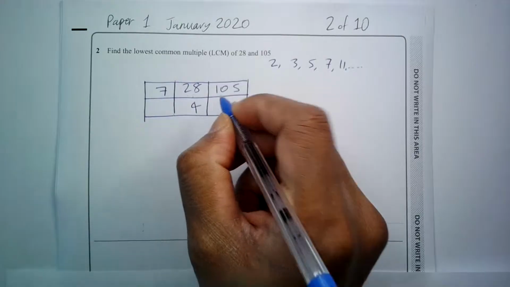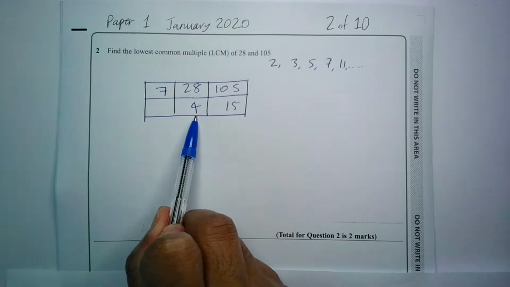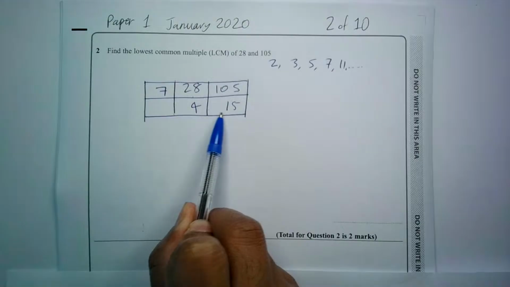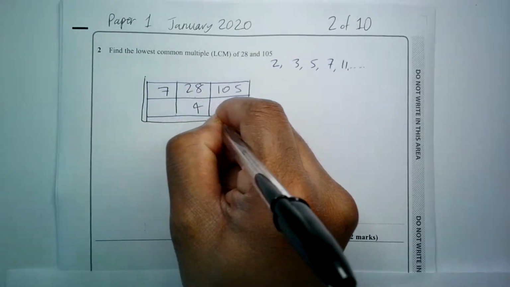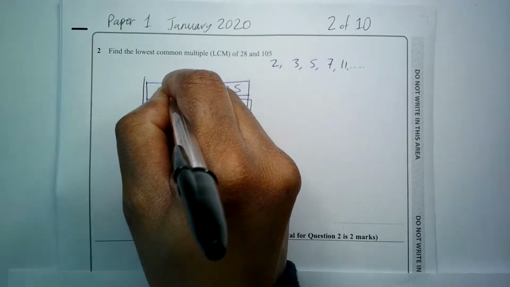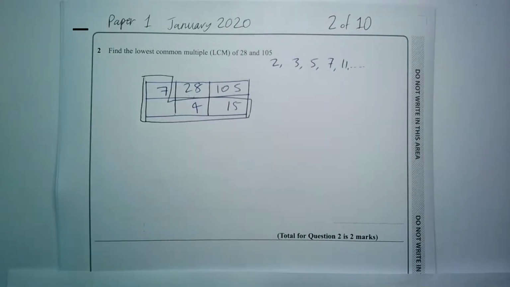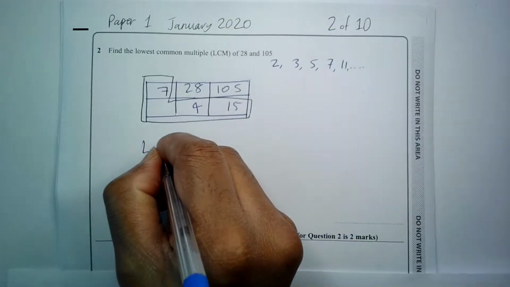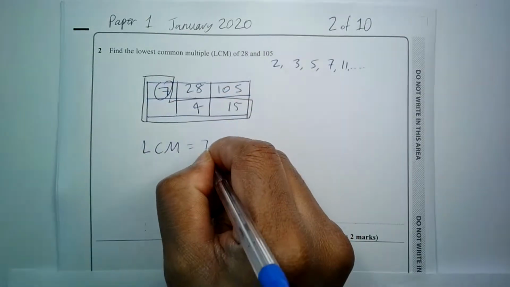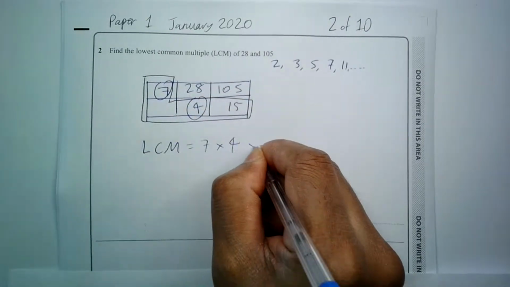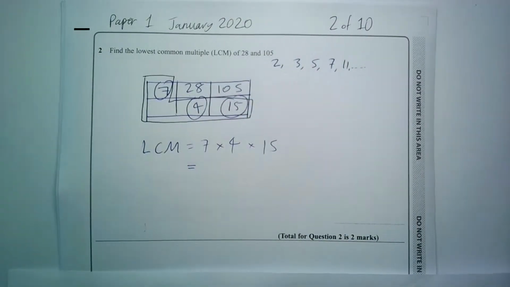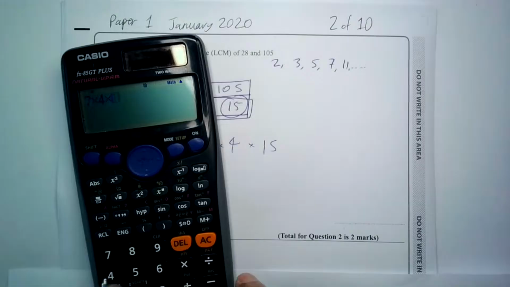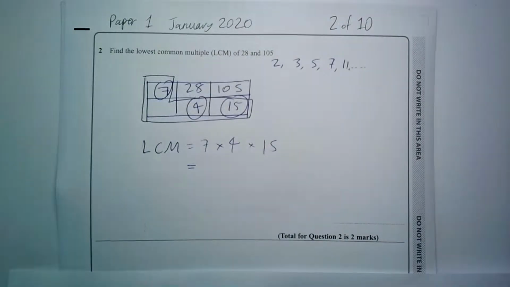Okay, and now I look for any other numbers. I can see that this is an even number, this is an odd number, there are no other numbers. And so when it comes to working out LCM, it's this part here, which is an L shape. So my LCM equals 7 times 4 times 15. Okay, and when I put that into my calculator, 7 times 4 times 15, I get 420.